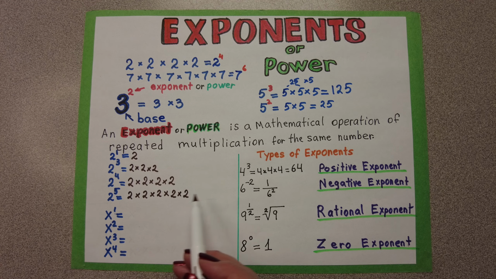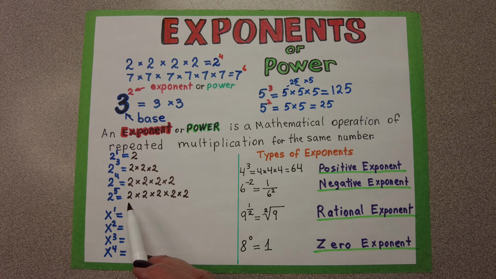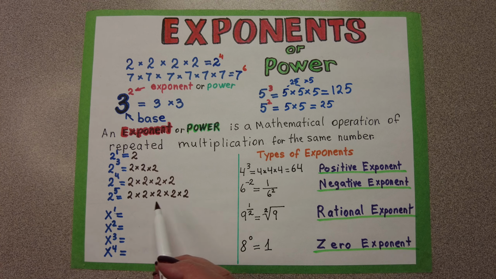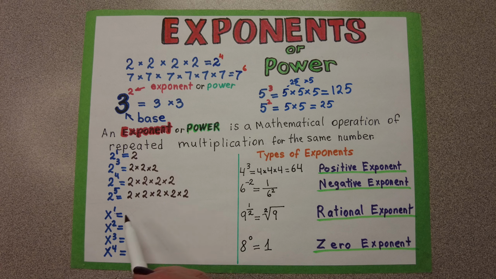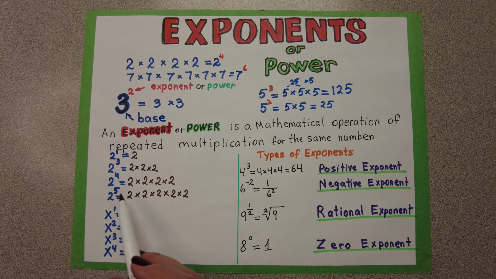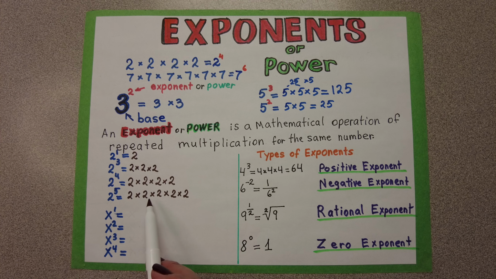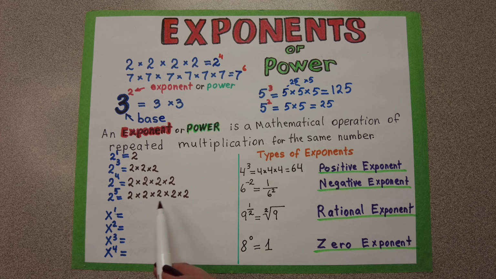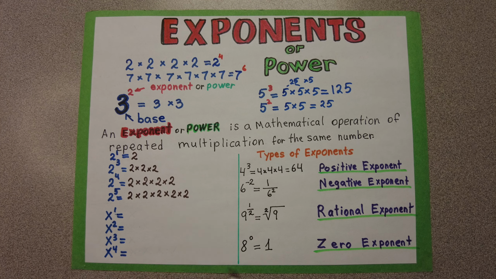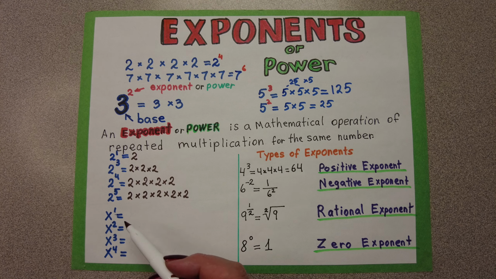5 twos we multiply together. This is not 5 times 2. When we add, we can say 5 times 2. When we make the power, it's 2 times 2 times 2. It's multiplied by 2. Each time the base is multiplied repeatedly.